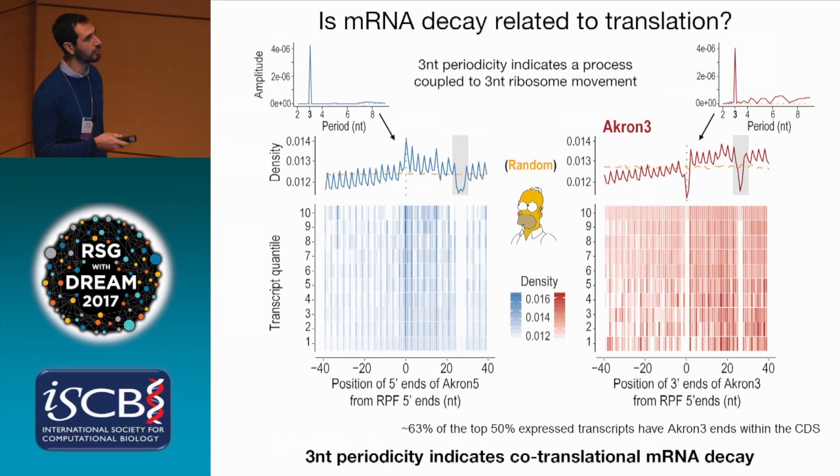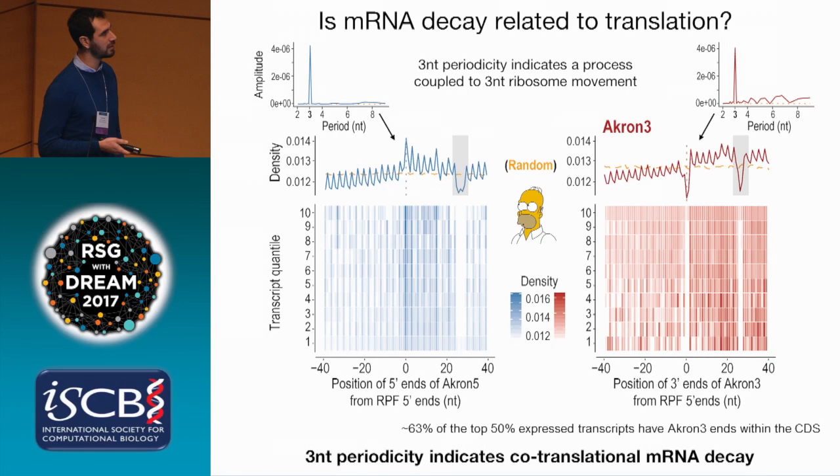So we split the mRNAs into 10 quantiles according to their ACRON 5 and ACRON 3 expression, and we basically see the same thing in all quantiles. And also, we isolated the 50% more expressed transcripts, and we see that in 63% of them, we see ACRON 3 ends within the coding sequence.